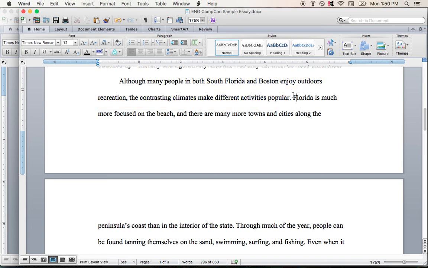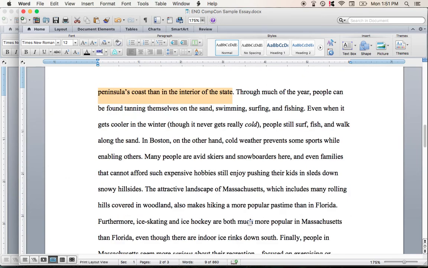Florida is much more focused on the beach, and there are many more towns and cities along the peninsula's coast than in the interior of the state, right? So Florida's focused on the beach. This is a little bit of background information about the state. It's a peninsula, meaning that it's a piece of land that sticks out into the water. It's surrounded by water on three sides, even though it is still connected to the big landmass of the rest of the United States. And there are more people who live along the coast than in the interior of the state.